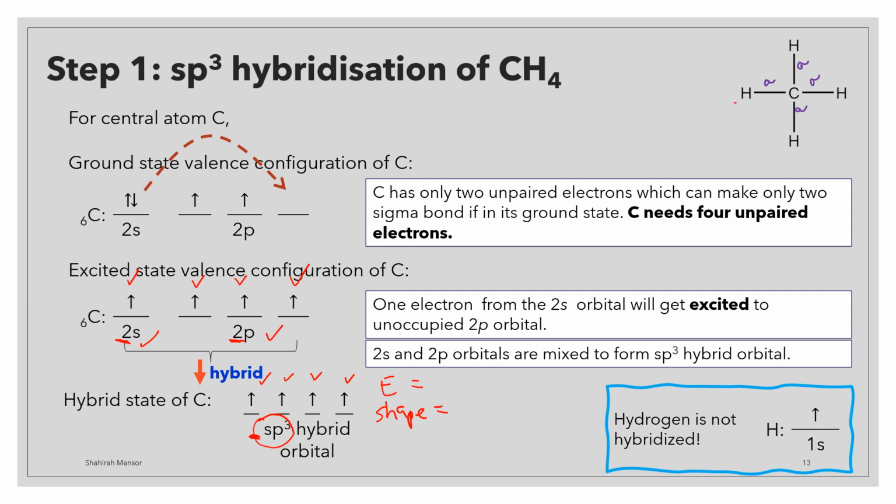And hydrogen in this case, it is not hybridized. So dia akan remains dalam bentuk pure atomic orbital. So apakah bentuk orbital untuk 1s? Yes, it is spherical shape.